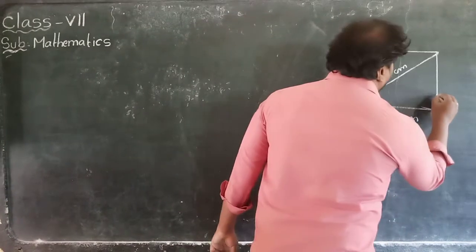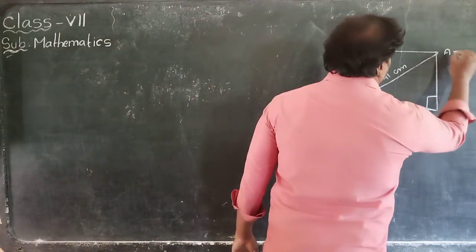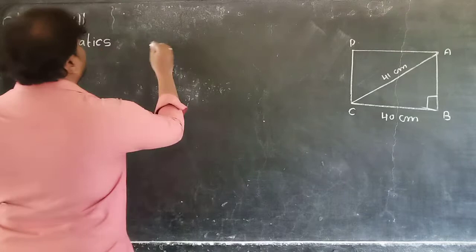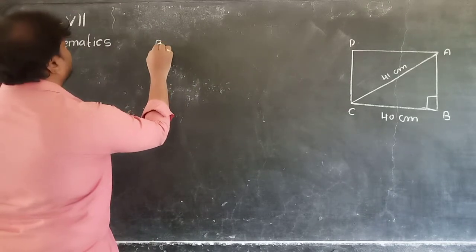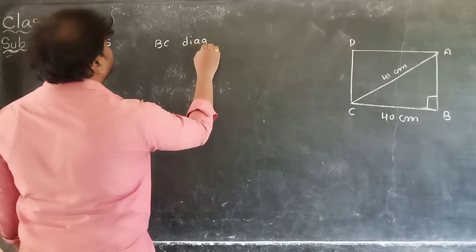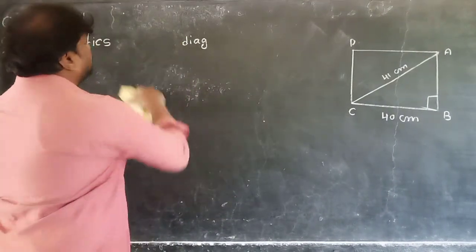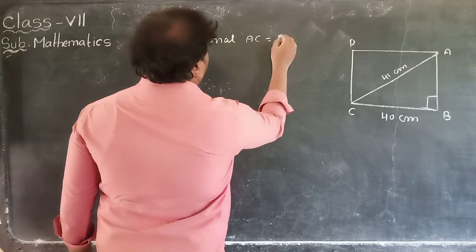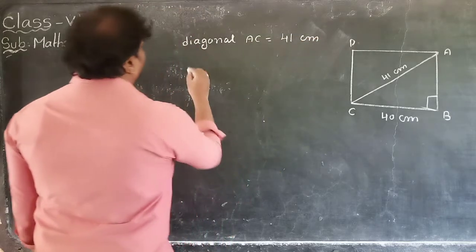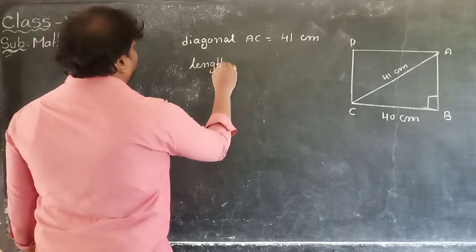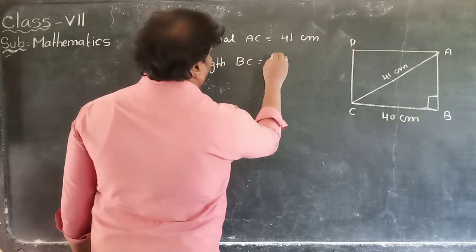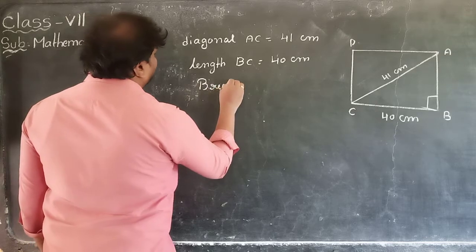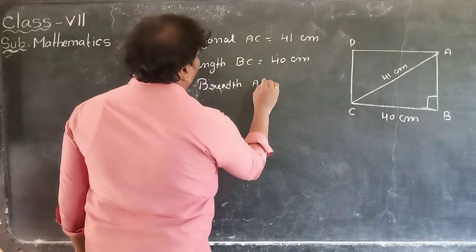Okay, just consider this is a rectangle, ABCD. From the figure, diagonal AC, how much? AC is 41 centimeters. Okay, length BC is equal to 40 centimeters, and we have to find the breadth. Breadth AB is equal to question mark.